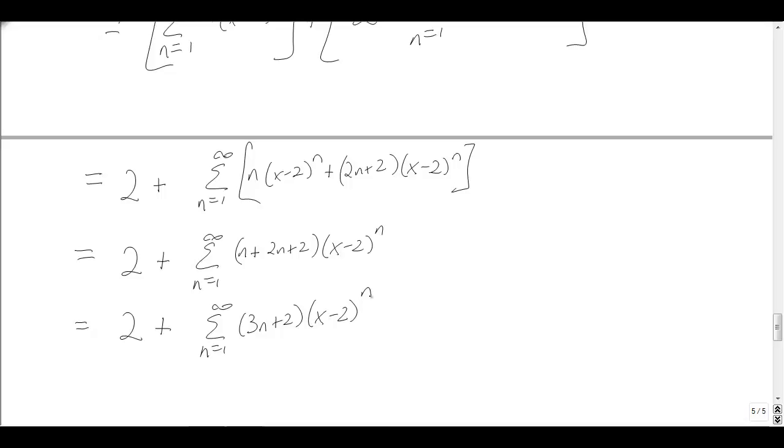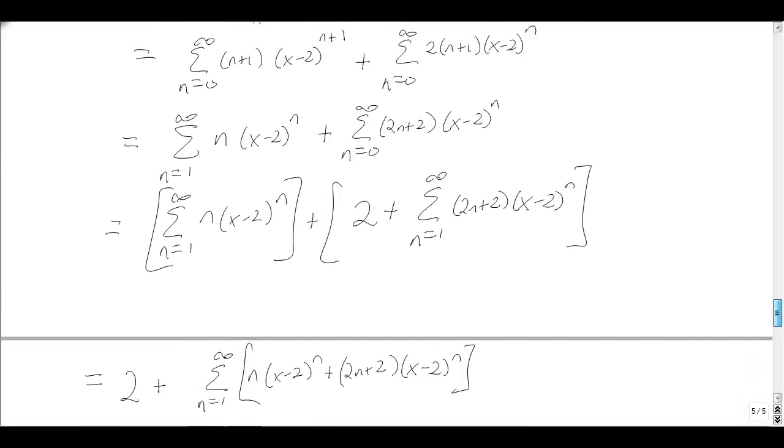Now, note, I would generally stop here, but if you do n equals 0 on the stuff inside of here, you actually get a 2 times 1. You actually get the 2. So you could rewrite this as n equals 0 to infinity, 3n plus 2, x minus 2 to the n. So that actually works as well.